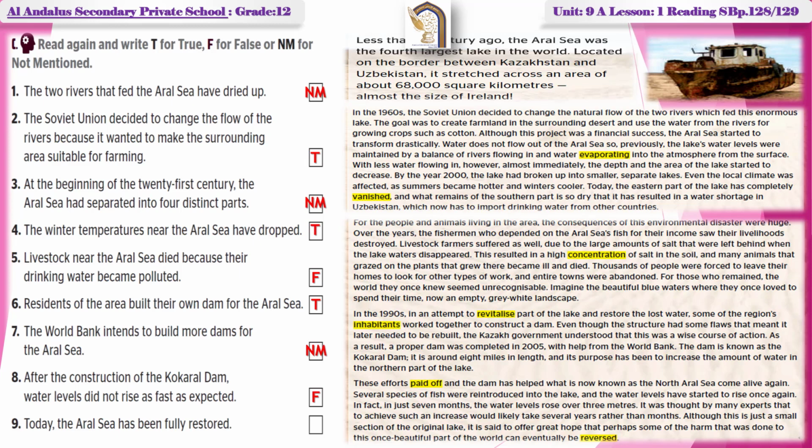Now we can get back to our final sentence, which is sentence number 9. Today the Aral Sea has been fully restored. Of course, this is incorrect, so the sentence is false. Thank you very much, gentlemen. This is very good work. Now let's go ahead to our final task for today.